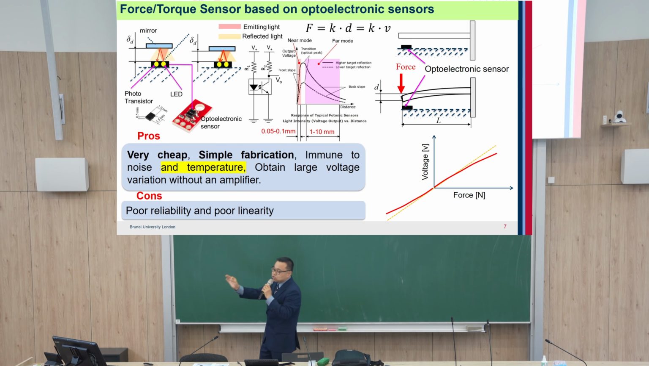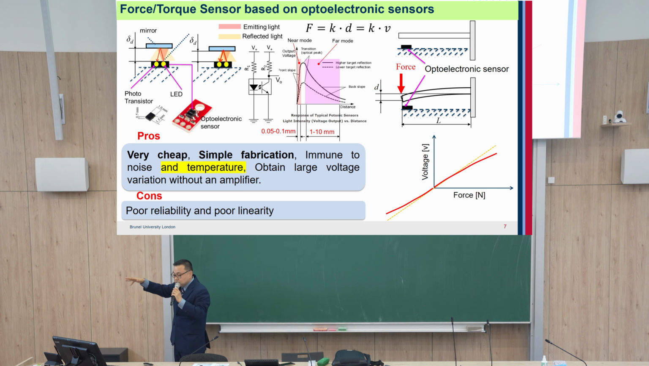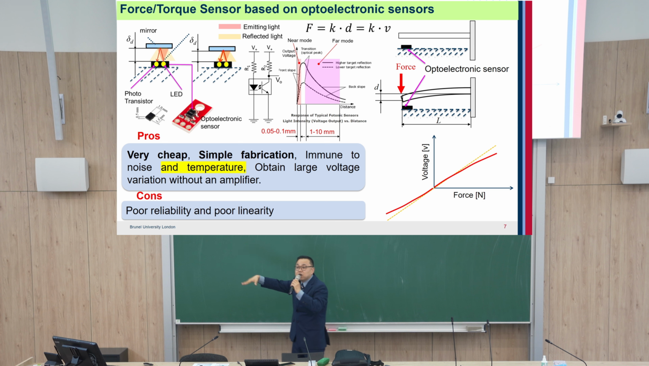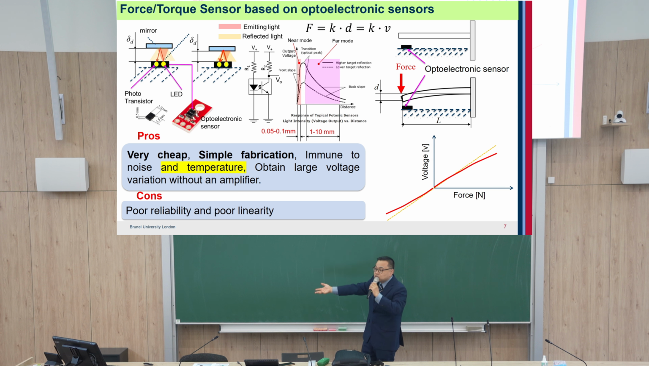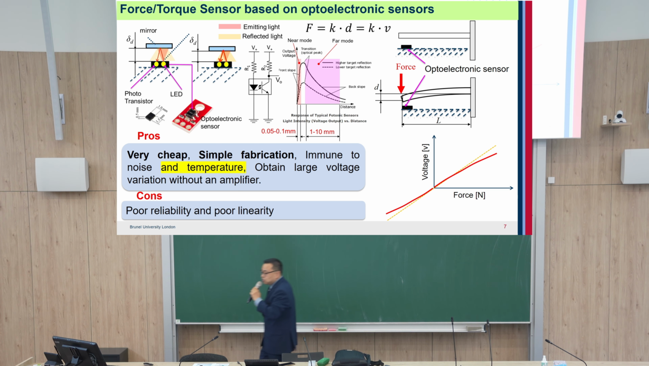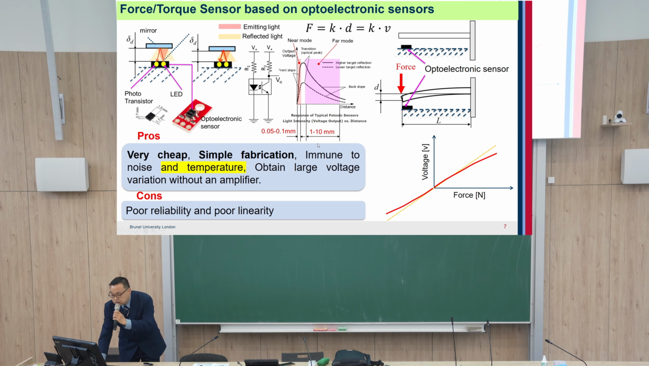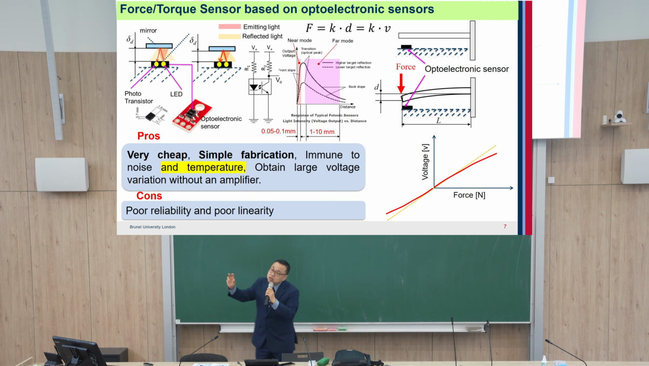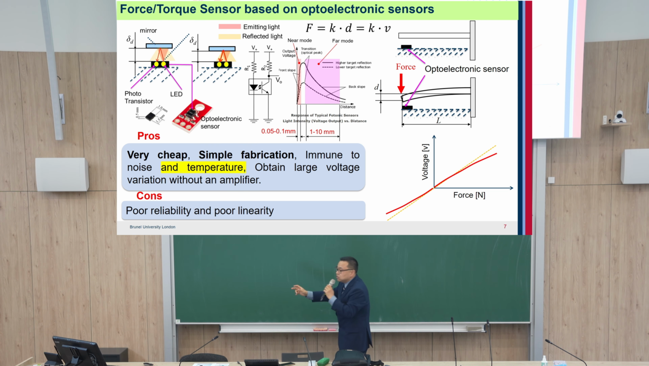This optoelectronic sensor costs maybe 20p or 30p. And then, simple fabrication. Why? We just mount this optoelectronic sensor under any compliant mechanical structure, and this sensor doesn't really require any amplifier. For that reason, no amplifiers, and we just mount this sensor under any compliant mechanical structure.